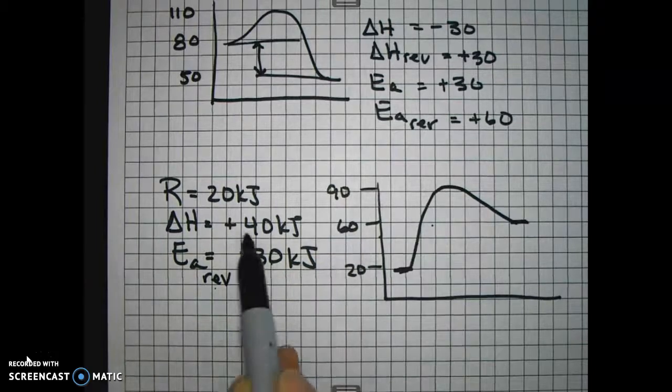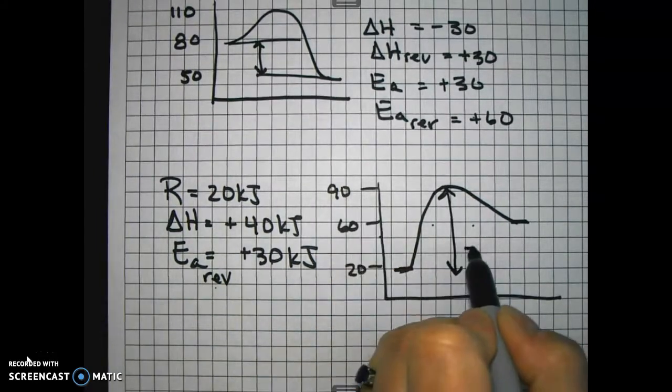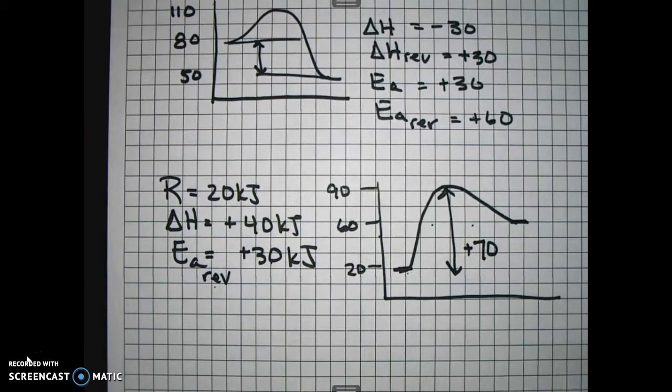Delta H in forward is 40. Energy of activation in forward winds up being plus 70. Delta H in reverse is minus 40 because I'm stepping down, so this winds up being an endothermic reaction.